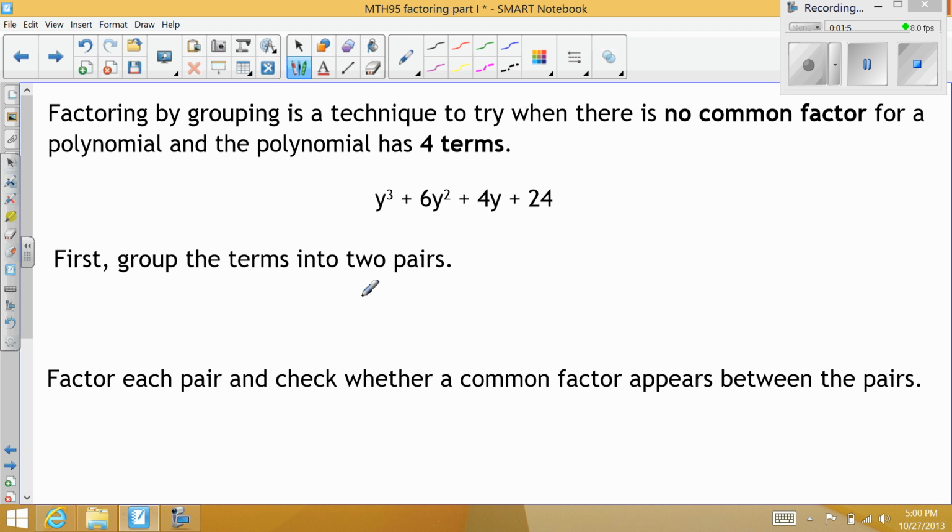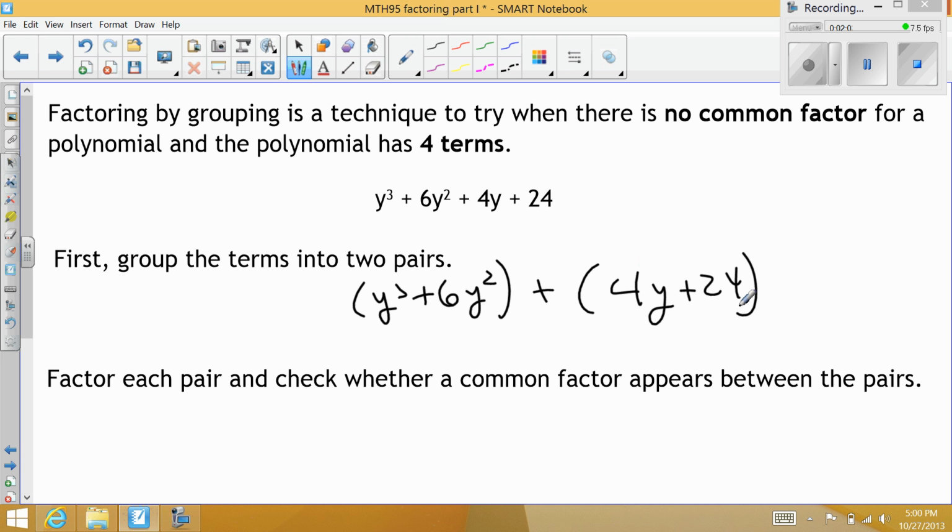What we're going to do, though, is group it into 2 pairs of the y cubed plus 6y squared as one pair, plus 4y plus 24. Now these parentheses are doing absolutely nothing mathematically. They're simply there to visually separate the 4 terms into 2 sets of 2 terms each. But once they are separated, we can see, looking at the first 2 terms here, we do have some common factors. We have a y cubed and a y squared, so we can factor out a y squared.